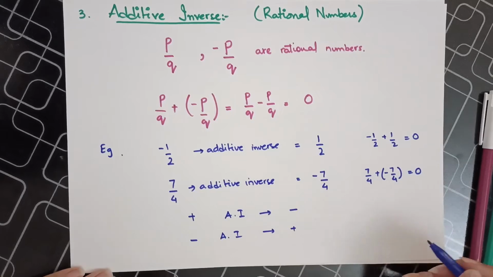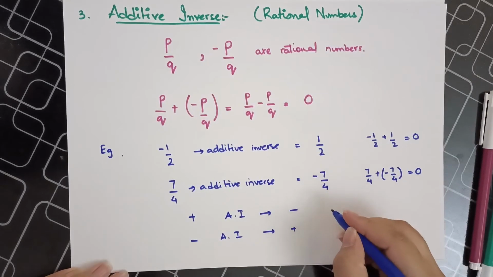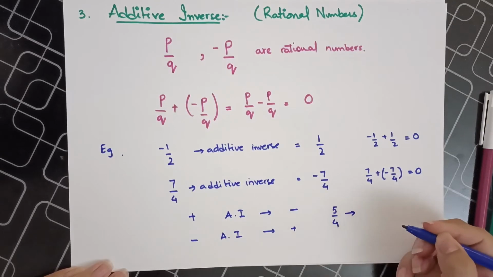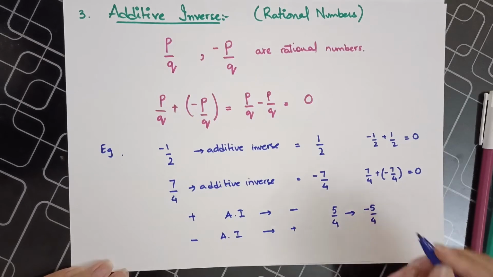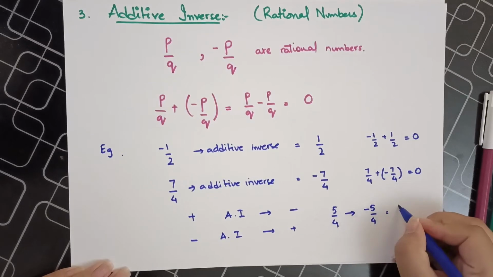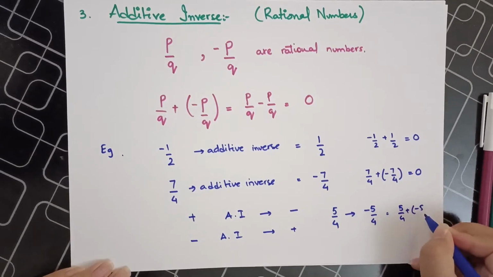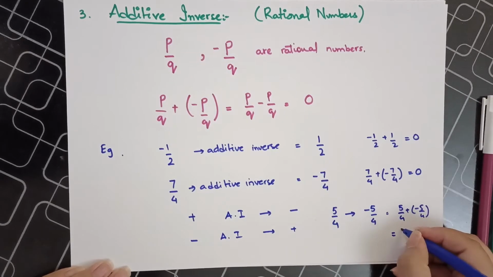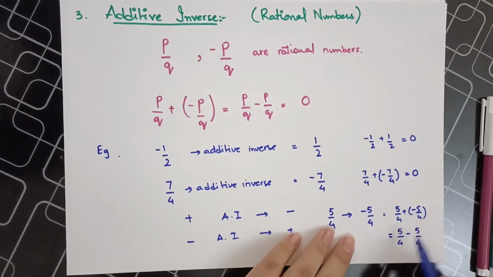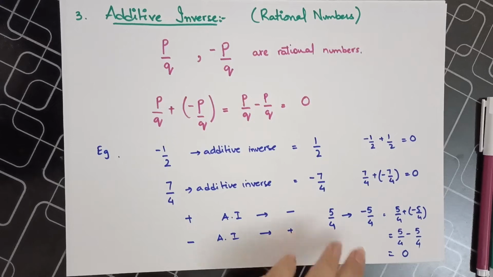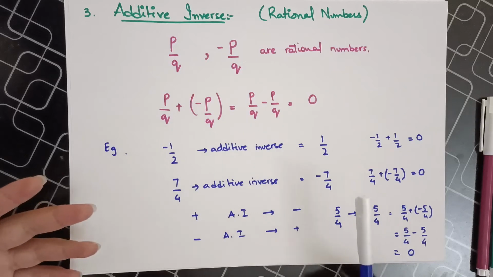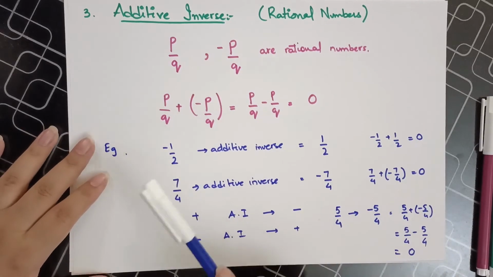Okay. For example, let's consider another number, 5 upon 4. Its additive inverse will be minus 5 upon 4. And if somebody asks you to confirm it, you add these two together, which will be 5 upon 4 plus minus 5 upon 4. When you add them together, the sign will change and the resulting answer will be 0. So that's how you prove what an additive inverse is, in case it's asked in the questions that you have to find the additive inverse of the given numbers.